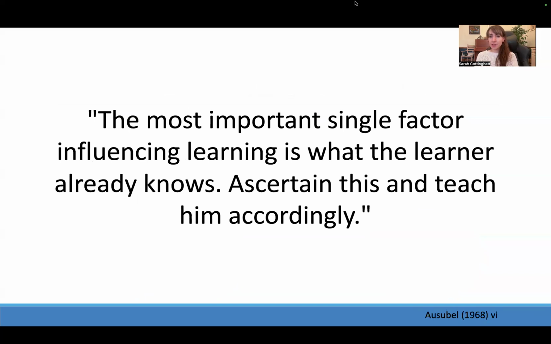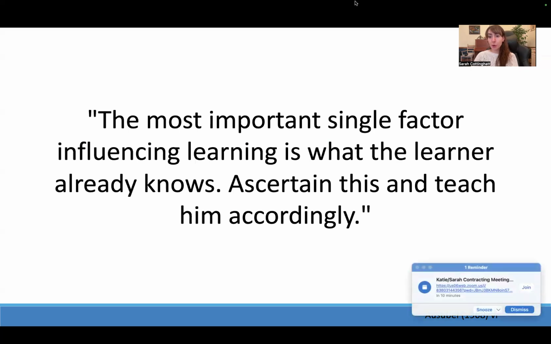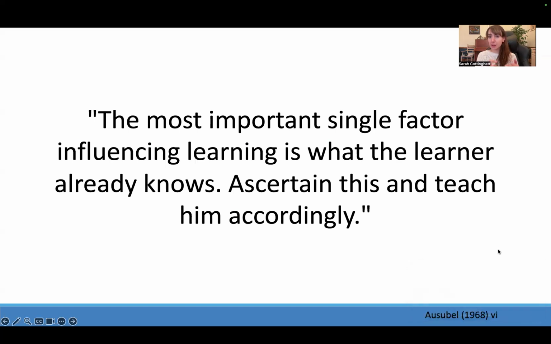So hopefully this has helped to understand this quote in a bit more detail. What the learner already knows, existing knowledge, is really important for what they can learn, their attention, what they can remember, and for forgetting as well. Now we're going to take a few questions. We're going to take 3 questions about existing knowledge and what we've spoken about today.